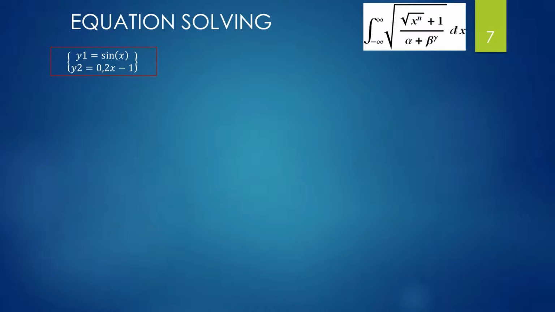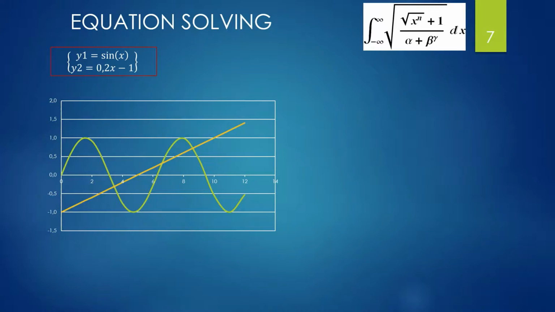Another way to use the goal-seek function is to solve a system of two equations. There are, in this case, two simple equations. One is sine of x, and the other is another line, 0.2x minus 1. Finding the crossing of the two functions means finding the 0 values of this new function y, which is the difference between y1 and y2. So it is sine of x minus 0.2x minus 1.